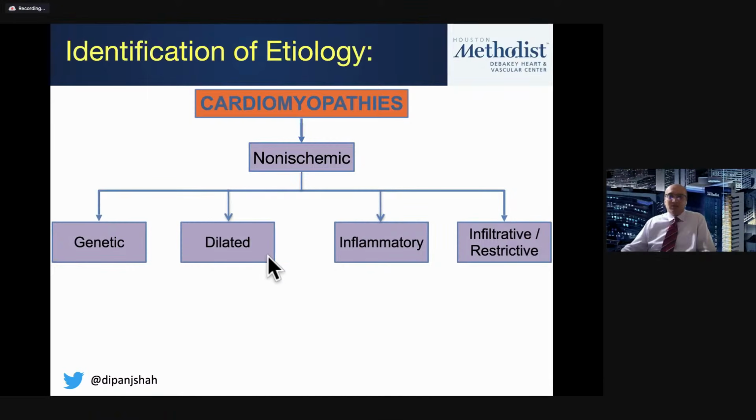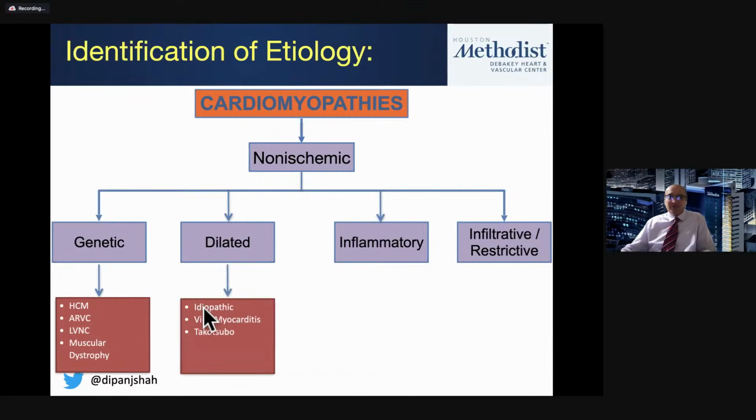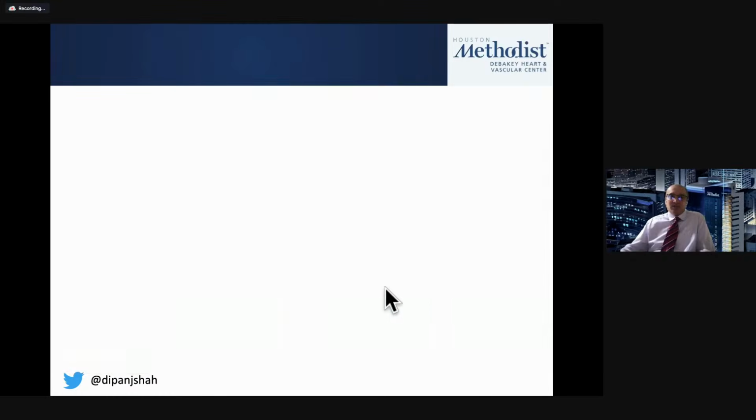So what I've done here for my talks for this week and next week is broken them down into the genetic, the dilated, the inflammatory, and the infiltrative or restrictive. And I'm going to touch on the first two groups today. By genetic, we're talking about hypertrophic cardiomyopathy, ARVC, LV noncompaction, muscular dystrophy. And then the dilated cardiomyopathy, obviously the most common is our idiopathic dilated non-ischemic cardiomyopathy, but we'll also touch on viral and Takotsubo's as well. And then the last two we'll talk about next week. So let's get right to it.